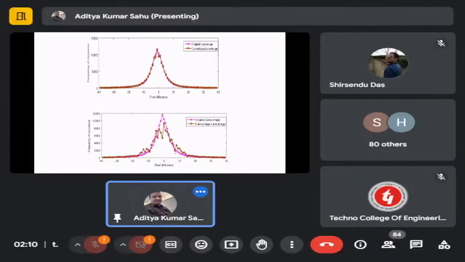You see, particularly in case of the original image, it will be a smooth curve, whereas for the stego image, it will be a zigzag curve. There will be zigzag images for the stego image, right? But if you see the pink color image, it's an original Lena image, which is quite smooth, and this is true for all the cover images.